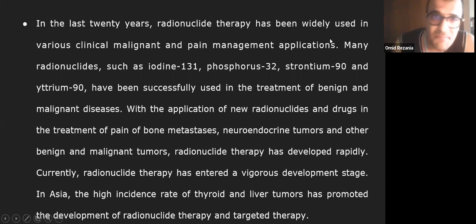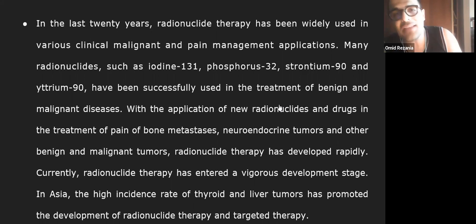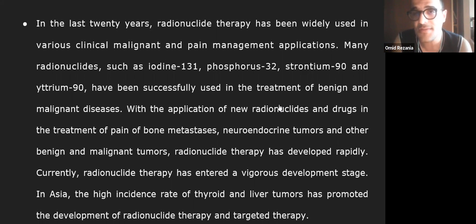Guys, look at that. Clinical means that when you go to a hospital, clinical. Malignant means the type of cancer that may kill someone. It's not benign. Malignant means dangerous, very dangerous. Radionuclides such as iodine 131, phosphorus 32, strontium 90, and yttrium. Such cool names. It's the first time I see them.